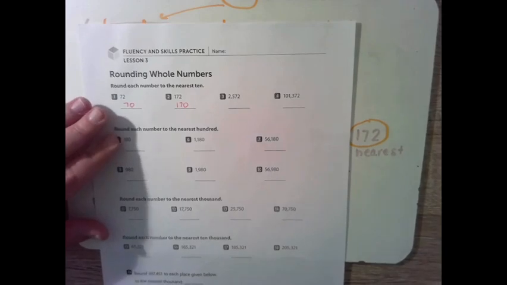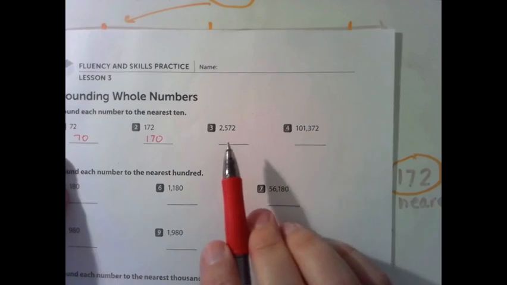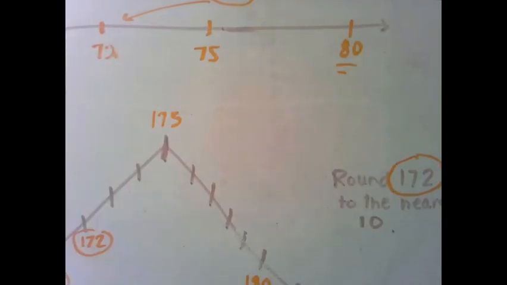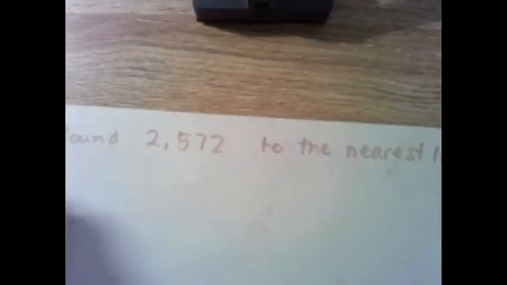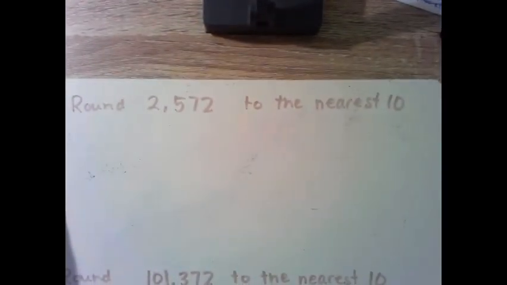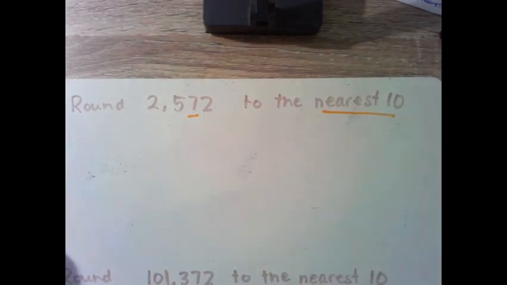All right. So for 3 and 4, I'm going to show you a different way, and it's what I call the boss method. Let's see, flip over my board here. All right, so what we're going to do is round, again, 2,572 to the nearest 10. Since we're rounding to the nearest 10, that's where we're going to put what I call the stop sign. So we're going to underline the 7, because the 7's in the tens place. All right, and then that's kind of our stop sign.